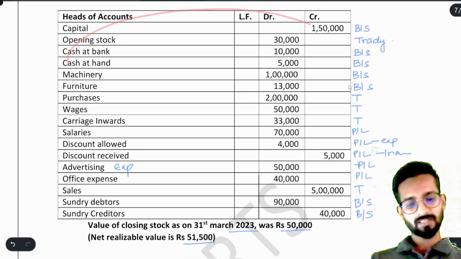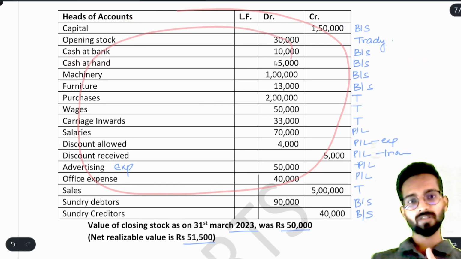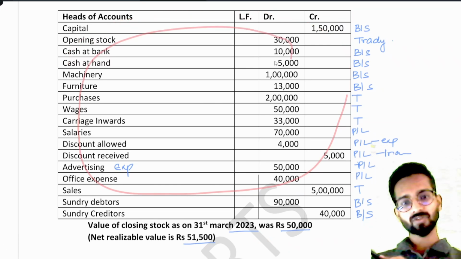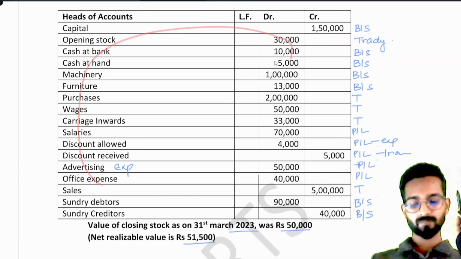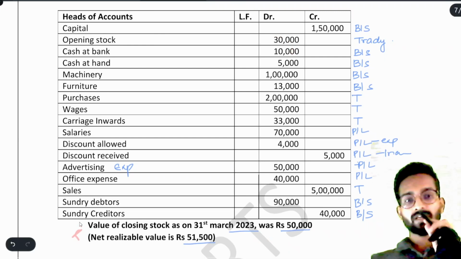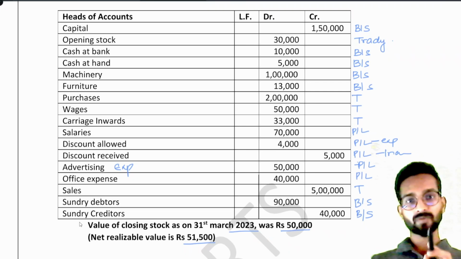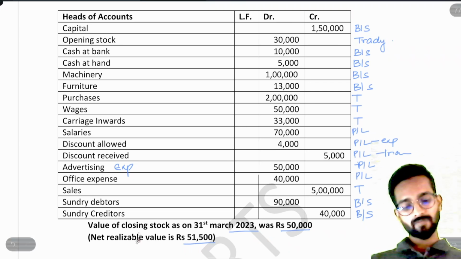Whatever is given inside the trial balance will always appear at only one place, either in the trading P&L account or in the balance sheet. Whatever information is given outside the trial balance will always appear at two places: trading and balance sheet, or P&L and balance sheet. Always remember this. Now, value of closing stock.